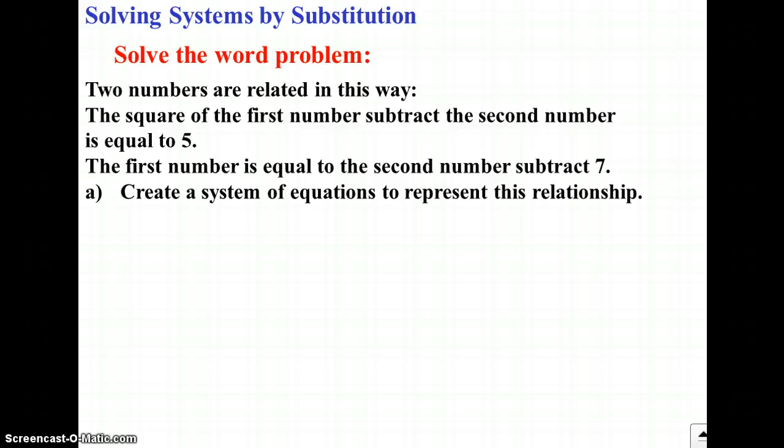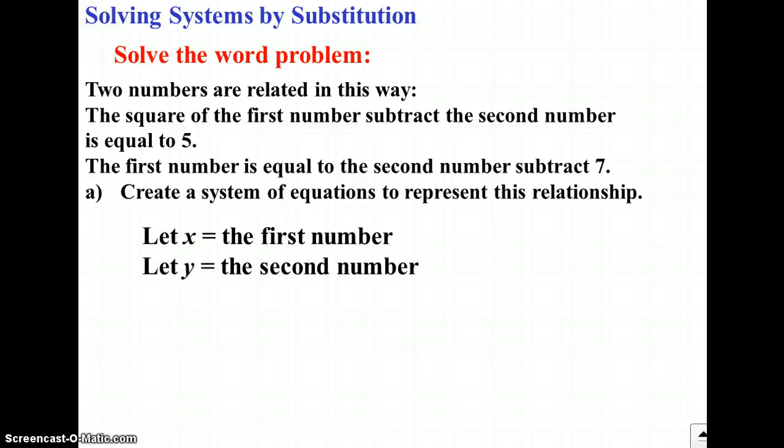So step 1, let's define some variables. I'm going to let x be the first number and y be the second number. I'm now going to create a system of equations. The first statement here can become my first equation. The square of the first number, so x², subtract the second, minus y, should equal 5. So x² − y would equal 5. And it's the last statement: the first number is equal to the second number subtract 7. x equals y − 7. So the first number, x, equals the second number, y, minus 7. So I've got my system of equations.